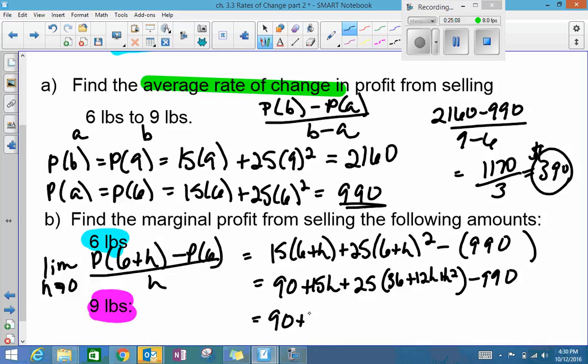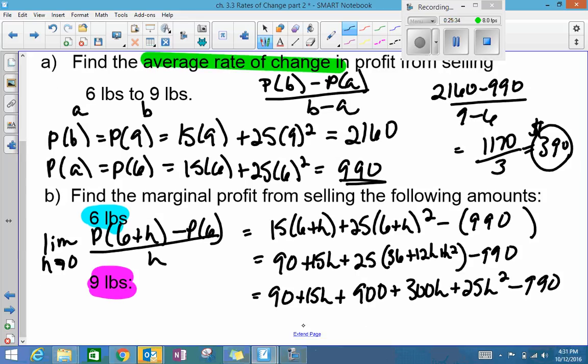Simplify: 90 plus 15h plus 25 times 36 is 900 plus 25 times 12. This is where I really hope this is going to work out. 300h plus 25h squared minus 990. So if we did all this math right, which I'm hoping we did, then our constants cancel out. So we have 90 plus 900 is 990 minus 990. So yes, doing all that like I did on video worked.